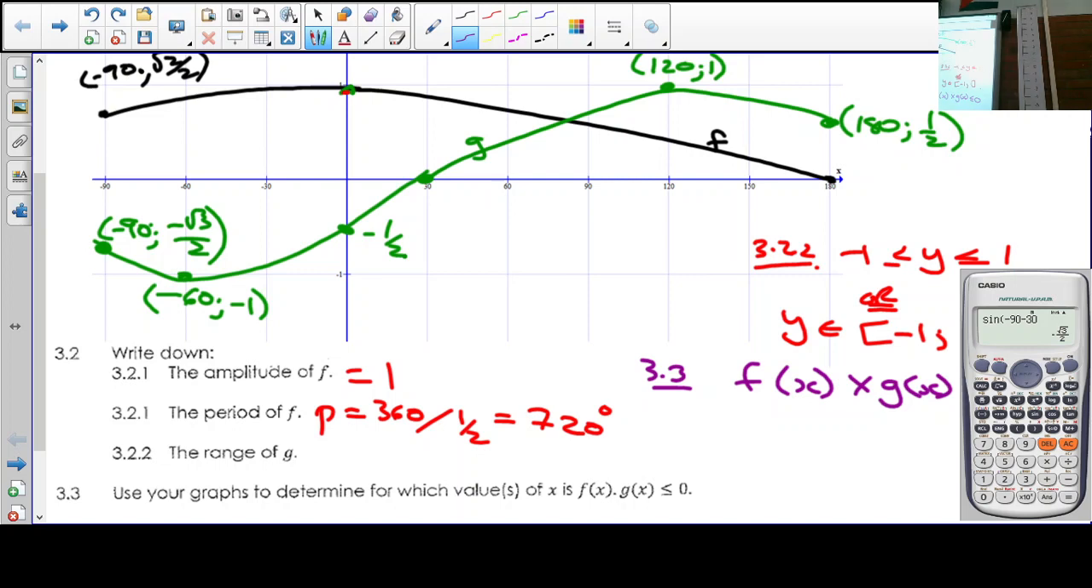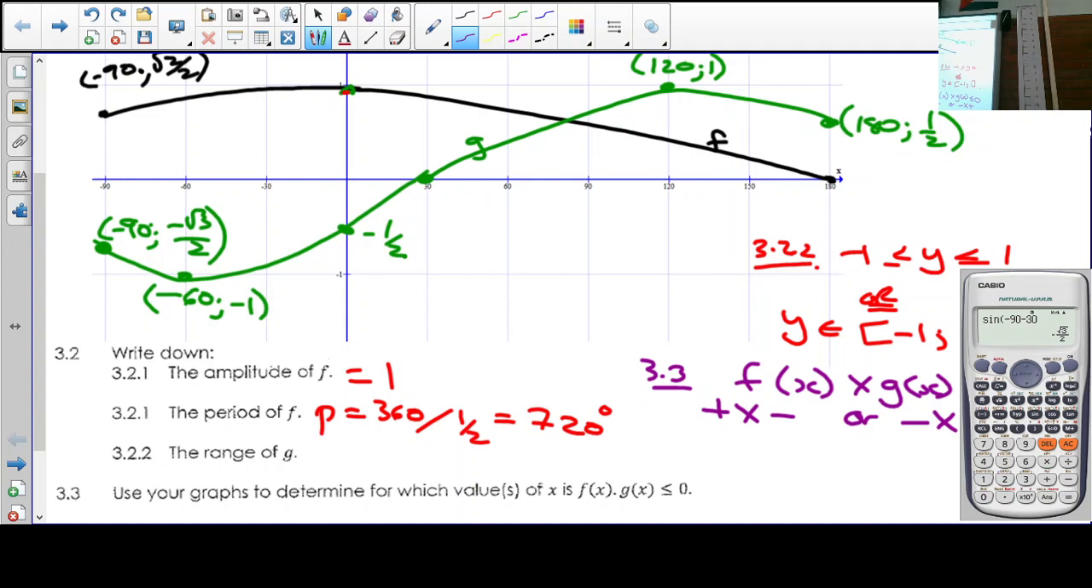So under what condition, when I multiply two numbers, will it be negative? If it's a positive times a negative, or a negative times a positive. Under one of those conditions, would your solution be negative? You guys understand? So what does that mean to us? That means to us that f of x must be positive, while g of x is negative, or vice versa. F has to be negative, while g is positive.